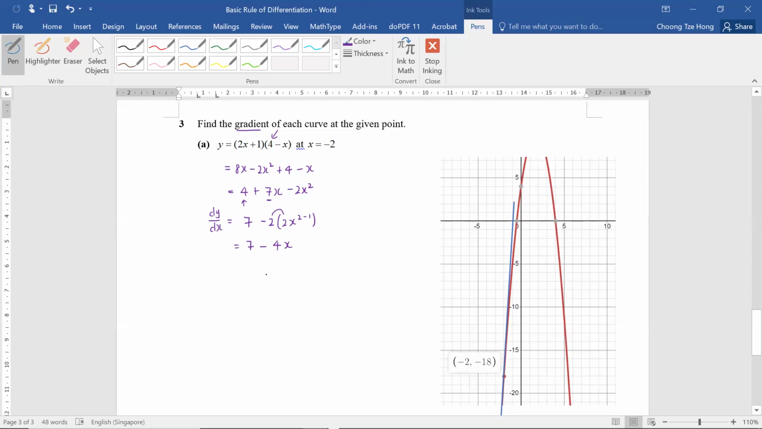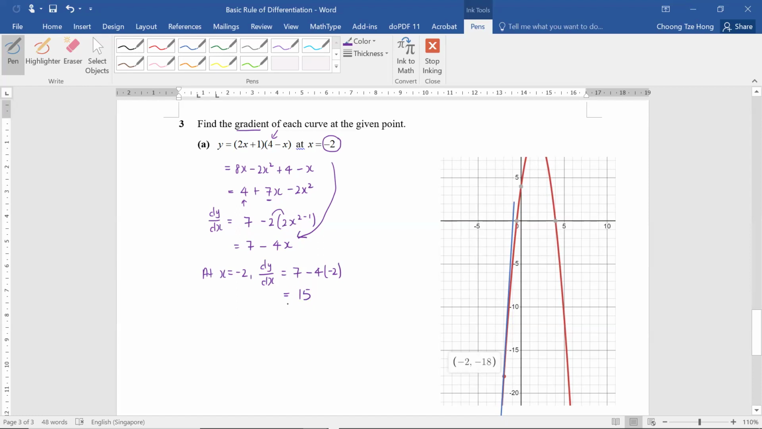Now they want to find the gradient at x equals negative 2. To do this, you take negative 2 and substitute into this gradient function dy dx. So at x equals negative 2, dy dx will be equal to 7 minus 4 times negative 2. So you actually get 15.